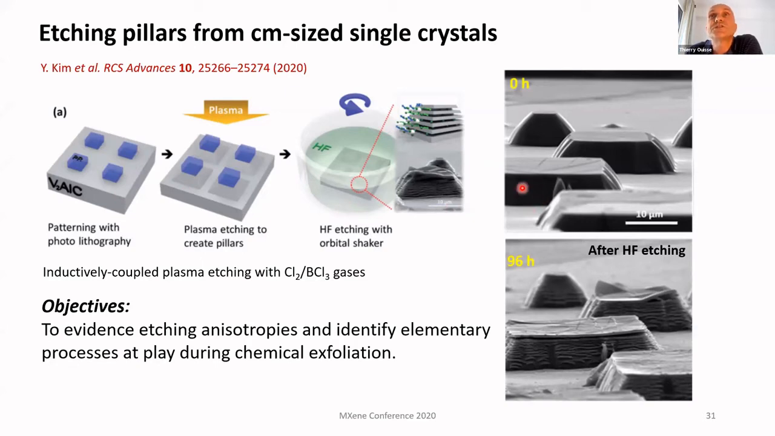We size dimensions from a few microns to a few hundreds of microns. Then we etch them with HF and get well-defined MXene pillars, as shown in the image here. And why do we do this? In fact, most MXenes are obtained by etching powders with variable grain size and properties, and not that much is known about the elementary processes governing etching. So our single crystals could allow us to shed some light on that.